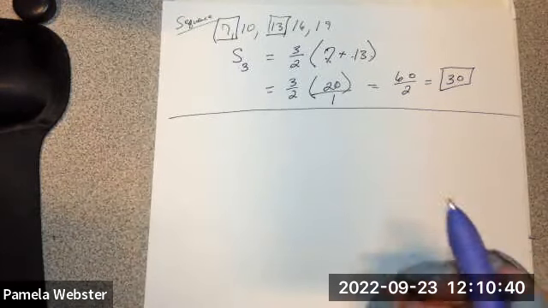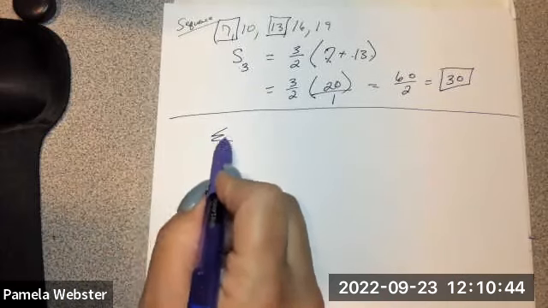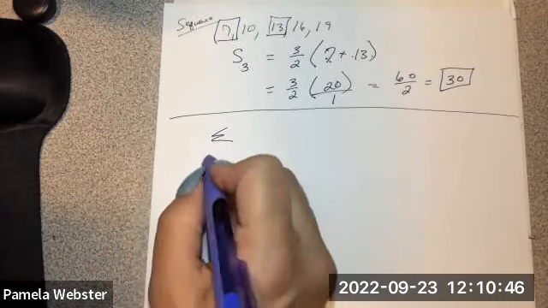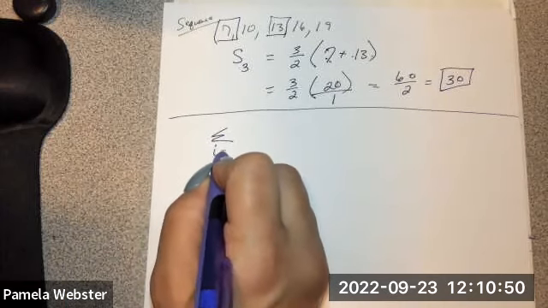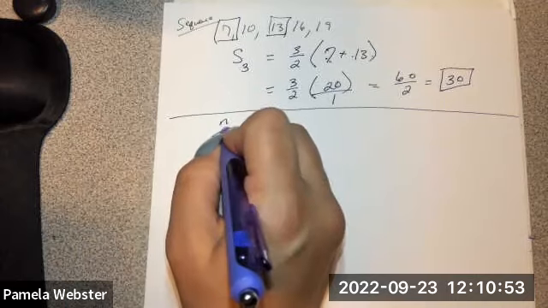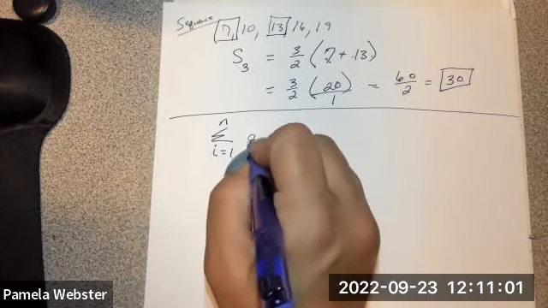Okay, here's what it looks like. And I'll explain the i in a second. This sigma, that's a capital Greek letter. It means summation in math. And it's i equals 1 to n, because we're doing the nth term, of whatever a sub i I'm looking for.